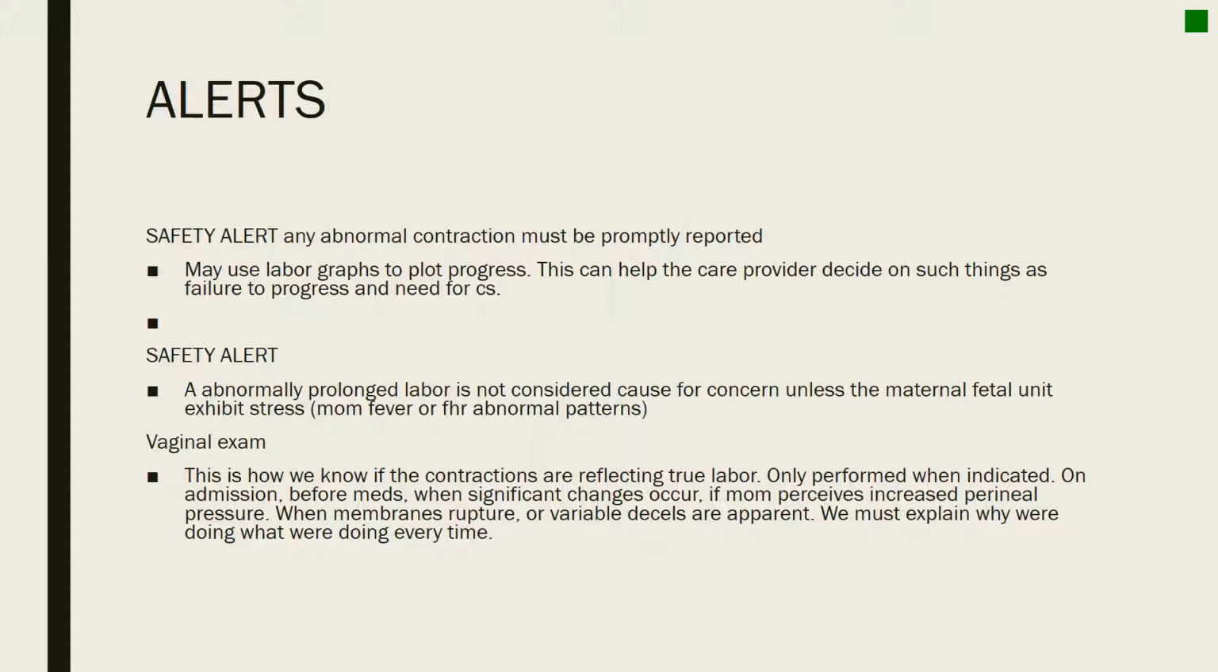As far as the vaginal exam, this is how we know if contractions are reflecting true labor. It's only performed when indicated: on admission to get a baseline, and when something significant happens. We do not check them routinely every hour, every 2 hours, or every time mom says, would you check me? Unless she has had her fluids rupture, or there's a change in the way the baby is acting, there's got to be something apparent for us to do this.